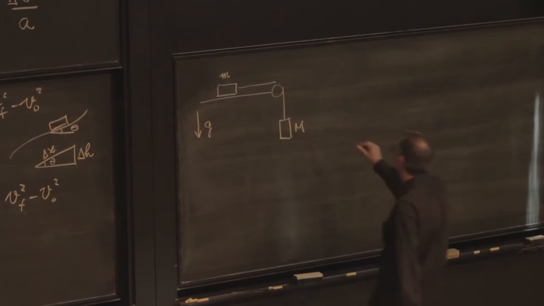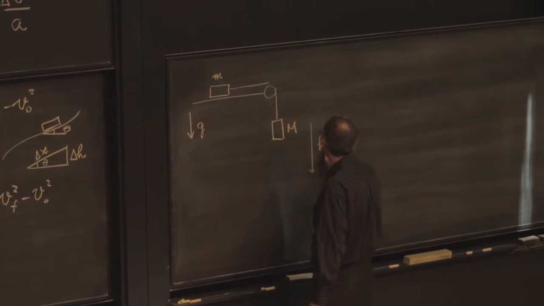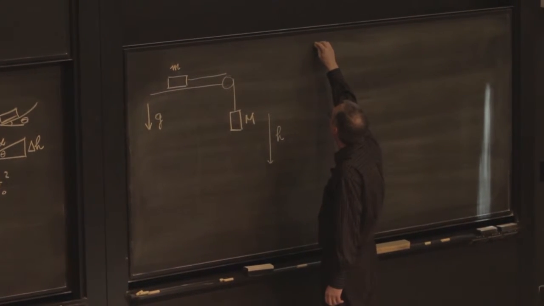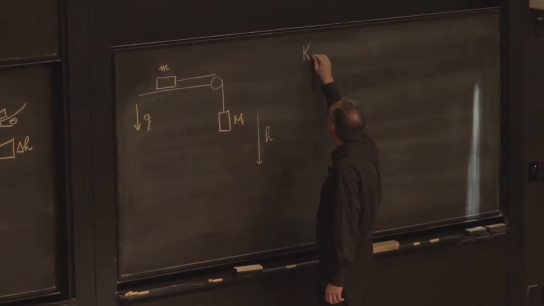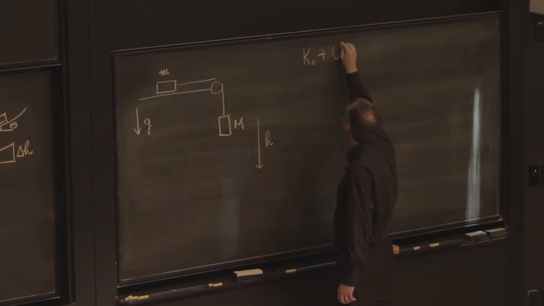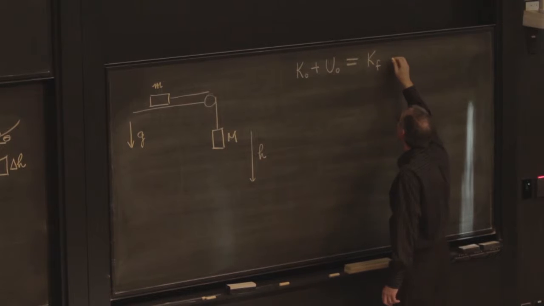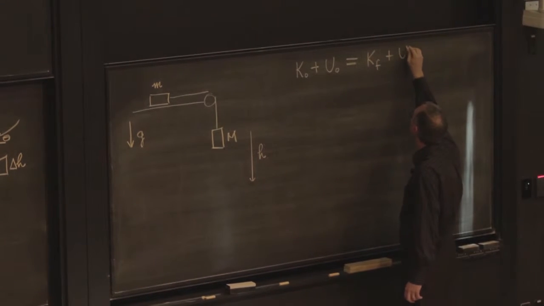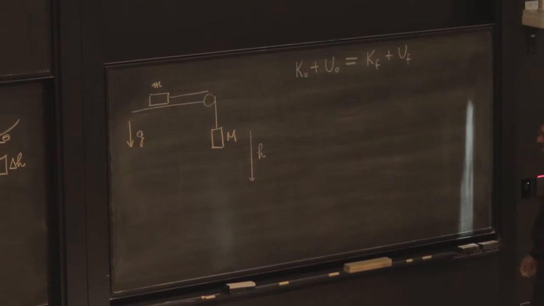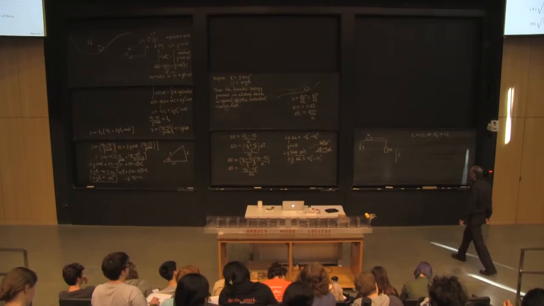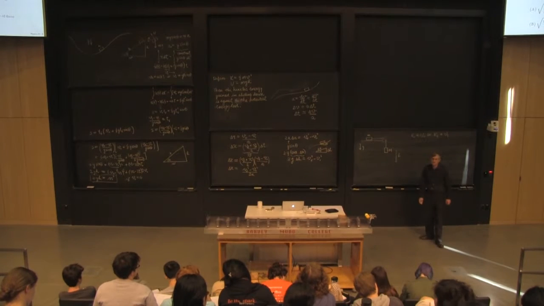So it's falling a distance h. So if I say initial kinetic energy plus initial potential energy is equal to final kinetic energy plus final potential energy. Now I have a problem. What do I want to pick as my zero for potential energy?